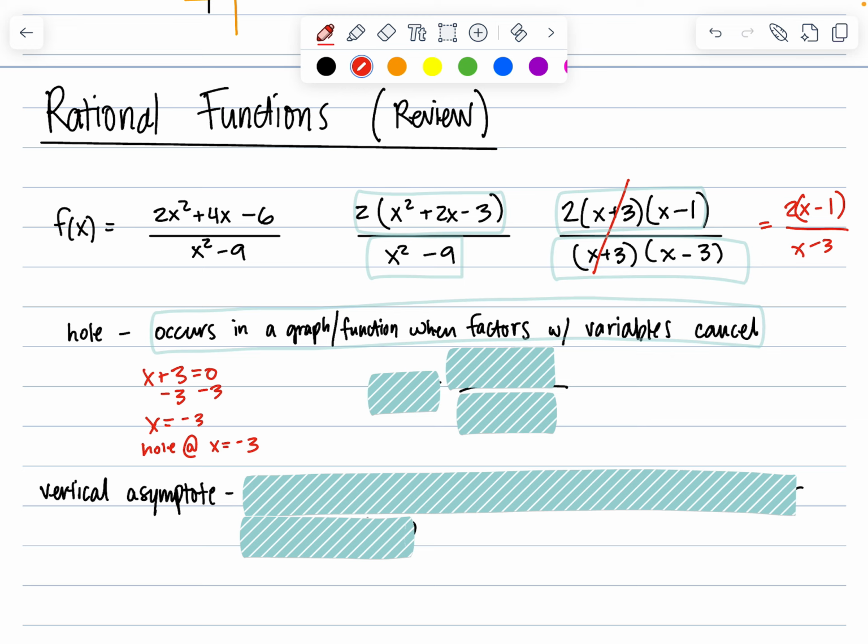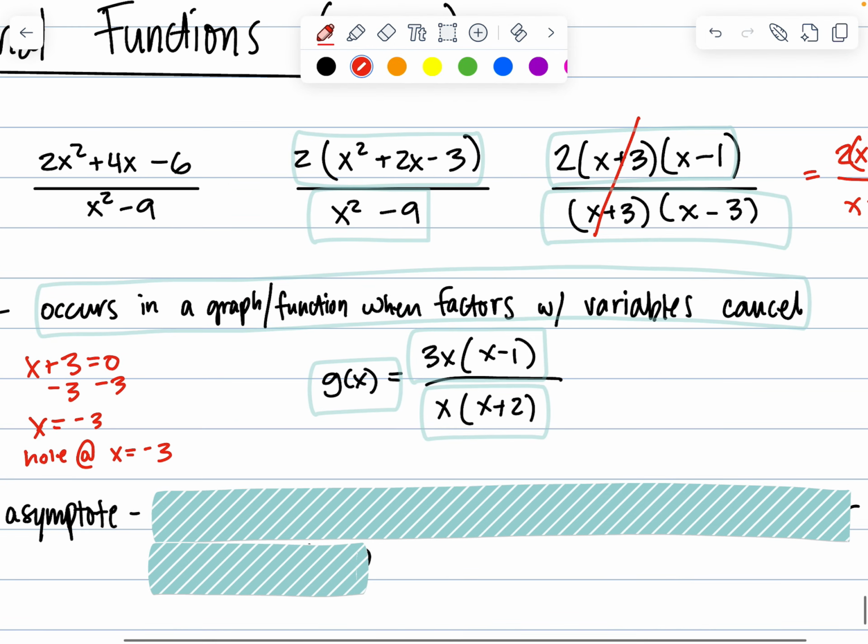Now, what I mean by this also is, when it occurs in a graph or function, when the factors cancel out, we have a different function. Let's call this g of x. And if I have g of x is equal to 3x times the quantity of x minus 1 over x times the quantity of x plus 2, this is already in its factored form, which is really, really nice. But if you notice, x's can cancel out here, and we could say x is equal to 0, there will be a hole.